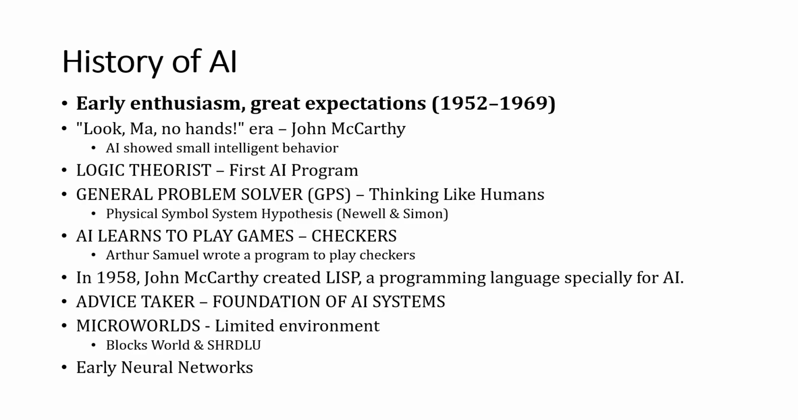According to Newell and Simon, any system that shows intelligence works by manipulating symbols. Symbols means something that represents something else. For example, numbers, words, images, and data. So any system that shows intelligence works by manipulating these.